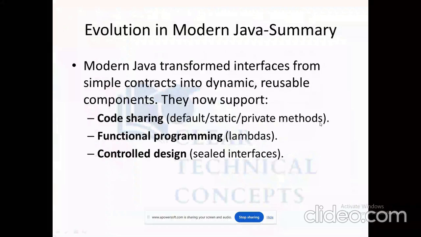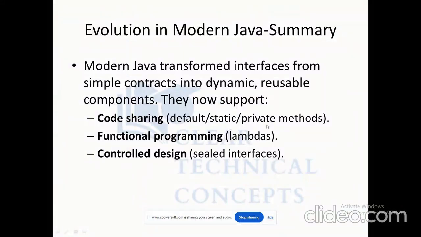Now to summarize the evolution in modern Java. Modern Java has transformed interfaces from simple contracts into dynamic reusable components. They support code sharing via default, static and private methods. They support functional programming via lambdas. They support controlled design via sealed interfaces introduced in Java 17.